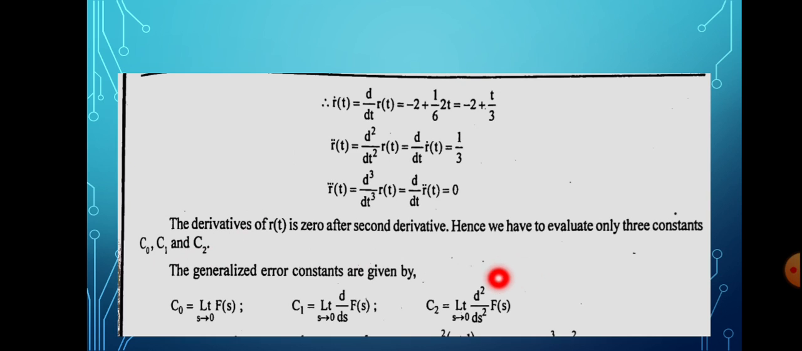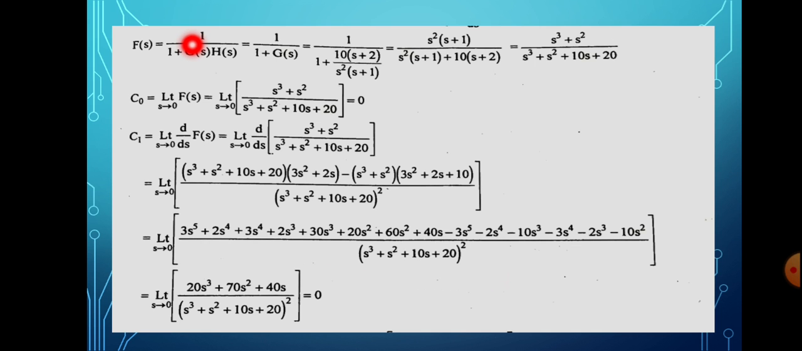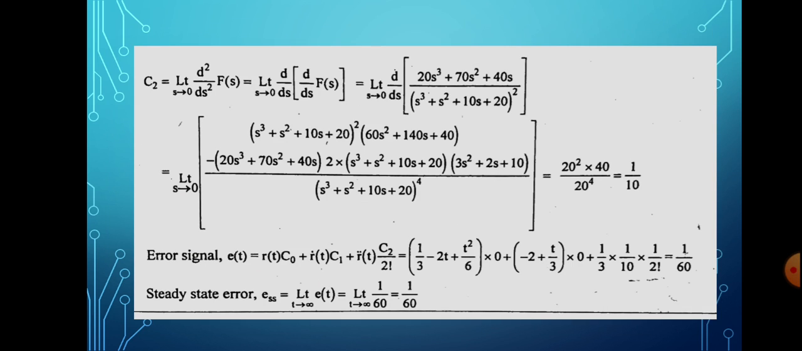So write the equation for c0, c1 and c2, and here you want to find F of s, where F of s is equal to 1 by 1 plus G of s into H of s. This is the equation for F of s, and in that H of s is equal to 1. So you can substitute the value for G of s and find F of s like this, that is a simple mathematical procedure. c0 is obtained by applying the limit s tends to 0, so you will get c0 equal to 0. For c1, the equation is limit s tends to 0 of d by ds of F of s. First find the first derivative of F of s and apply limit s tends to 0. So you will get the value 0, c1 will be equal to 0. Next, c2 has the equation like this.